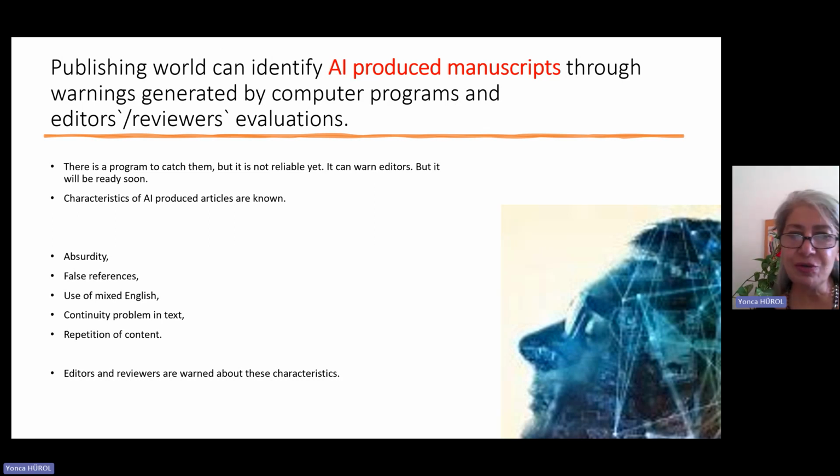There is a continuity problem in the text, because between the paragraphs there may be continuity problems. There is repetition of content because since AI is searching the literature and catching the related issues, if something is written in another way in another article, it repeats it elsewhere, and same content might be repeated in the manuscript. So these are all signs of AI production.